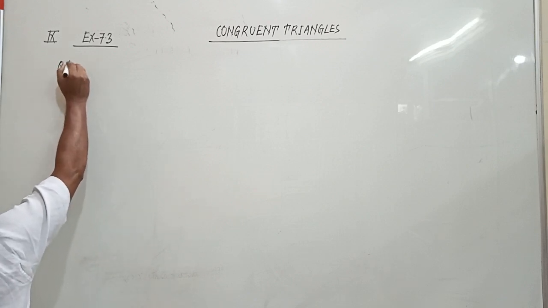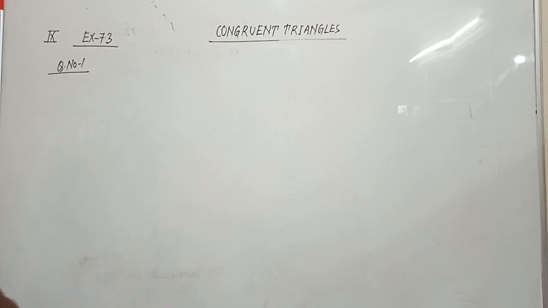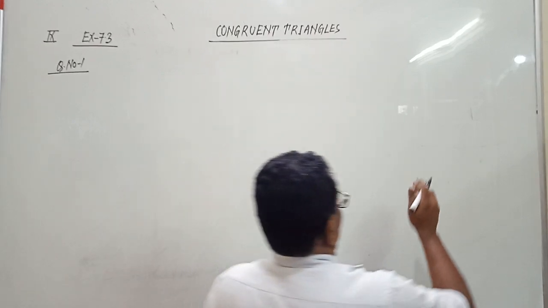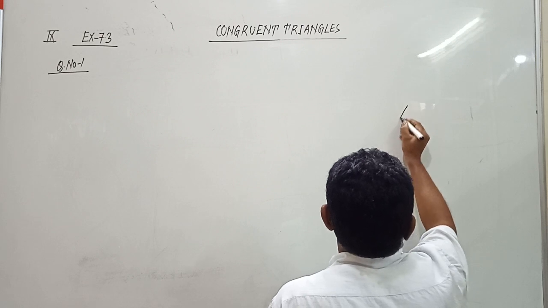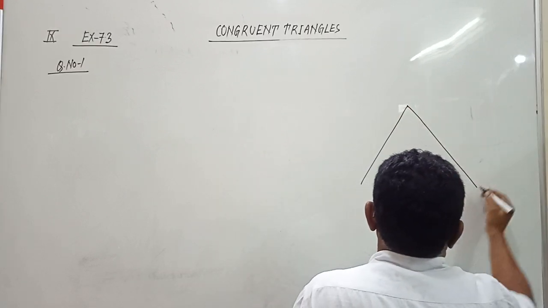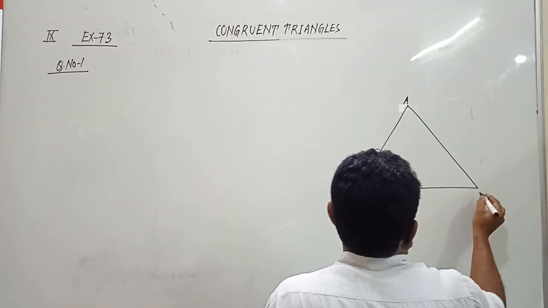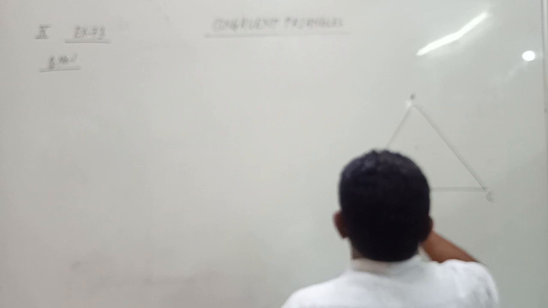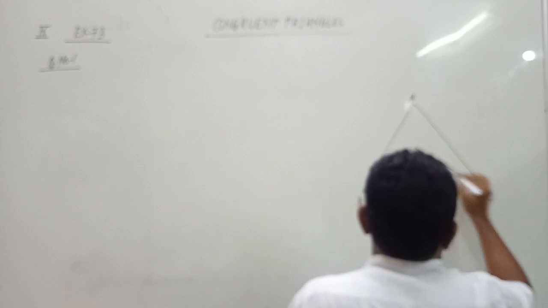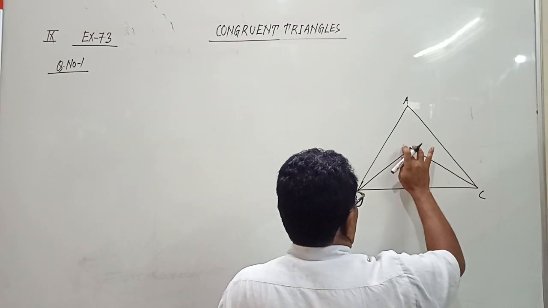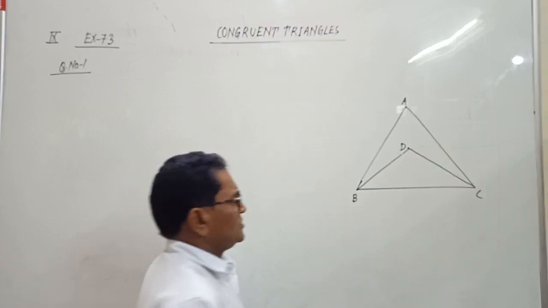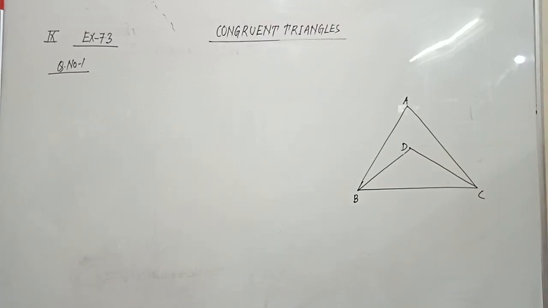Question number 1, exercise 7.3. Triangle ABC and DBC are two isosceles triangles on the same base BC. There are two triangles, ABC and DBC.